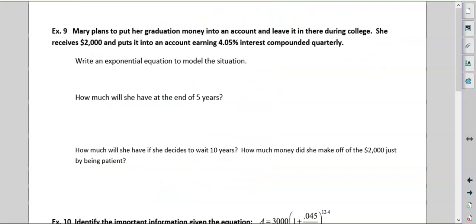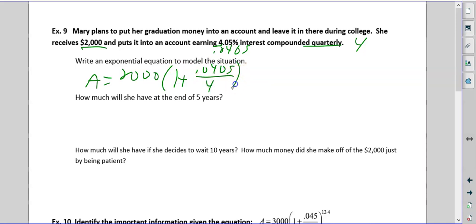All right. Mary plans to put her graduation money into an account and leave it there during college. She receives $2,000. That's my starting value. 4.05, move the decimal 2 places. So 0.0405 quarterly. That's 4 times. So future value, initial amount, 1 plus 0.0405 divided by 4, 4t.